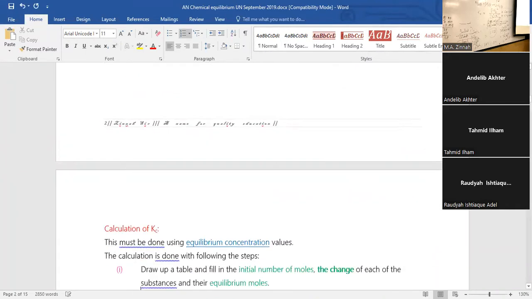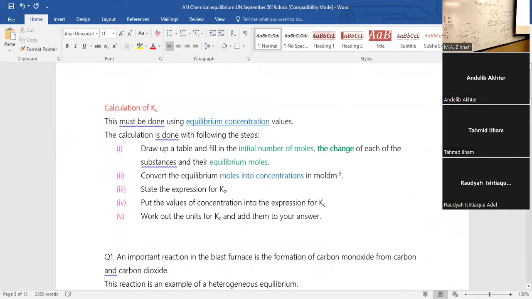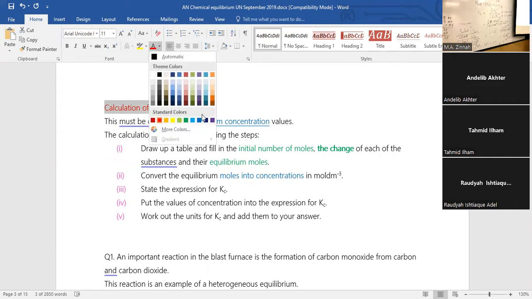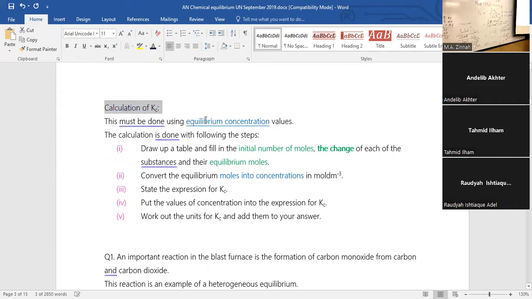Now look at the table. What does it say? How to draw the table? Look at Kc, the calculation of Kc. Everybody here? Calculation of Kc. How to get it? This must be done using the equilibrium concentration values. Draw a table with the initial number of moles.